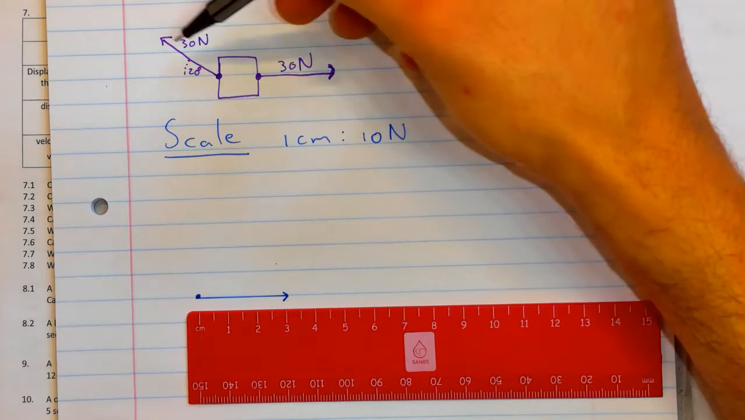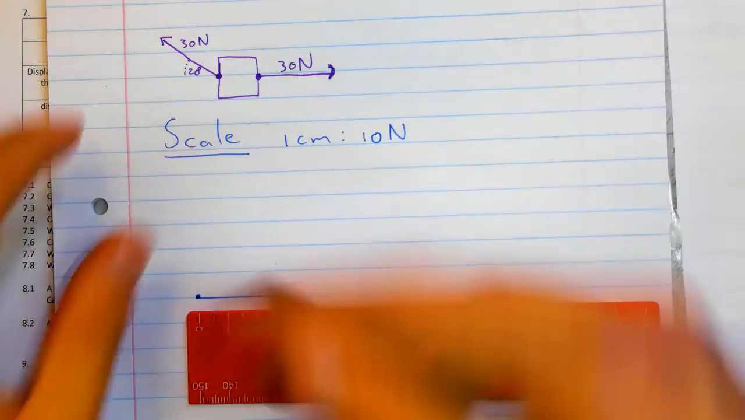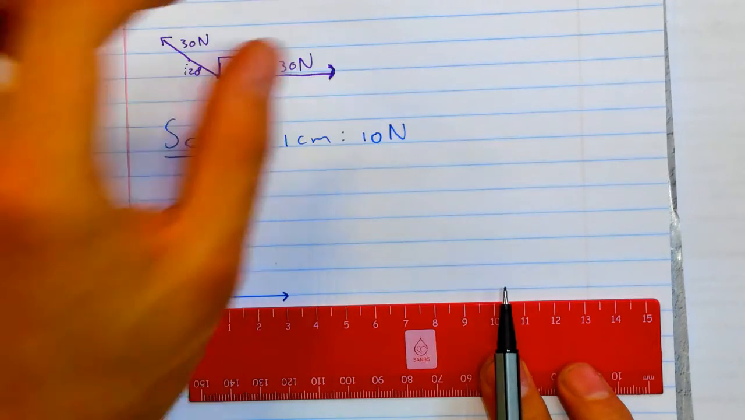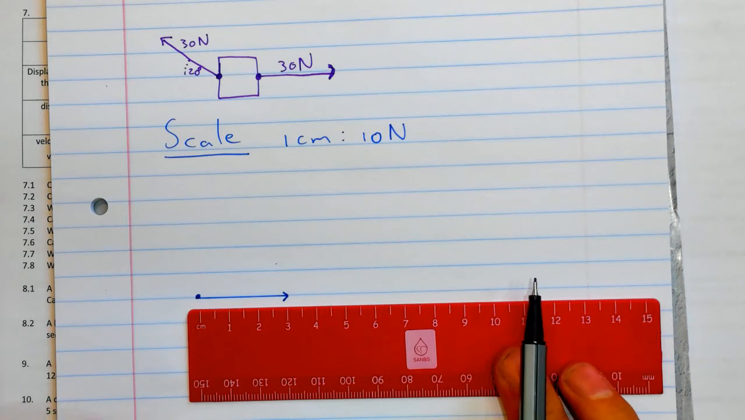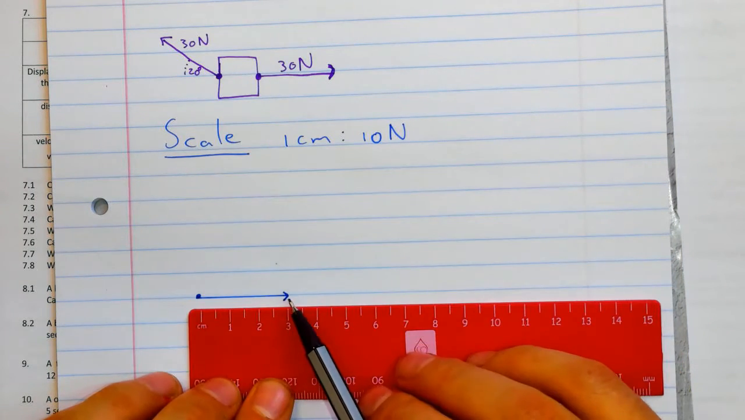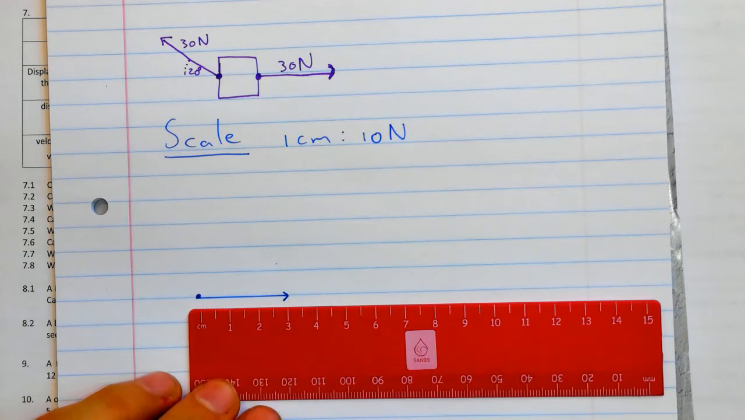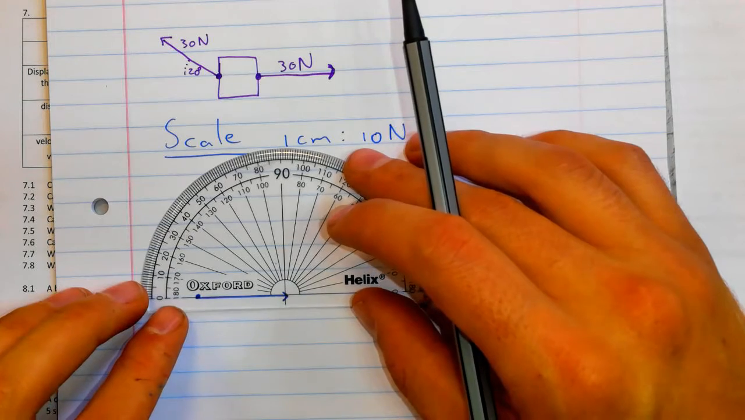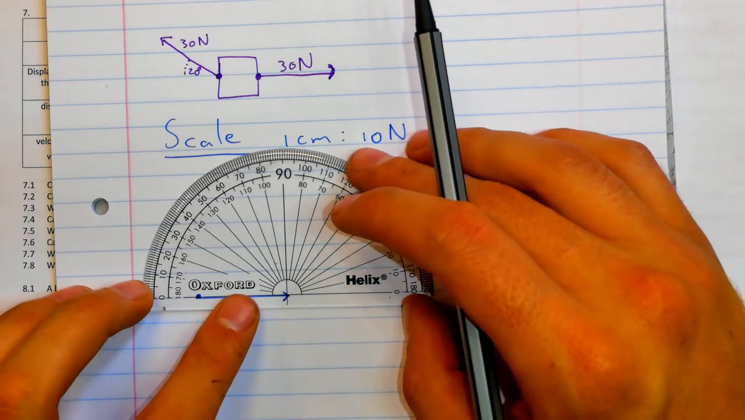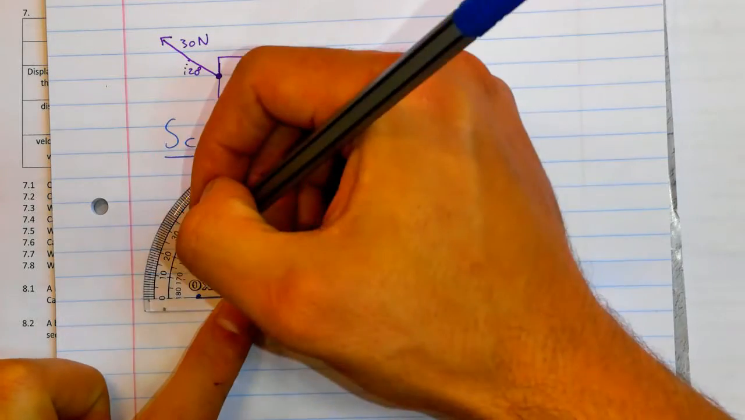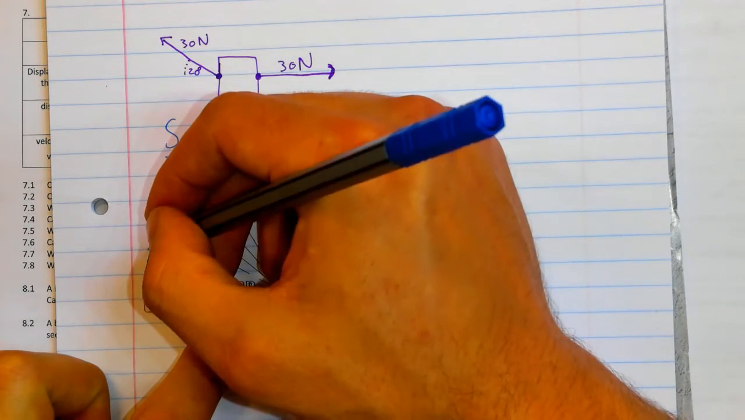Then we take the second vector and move it to the head position of the first vector. So we take the tail end and we start drawing from the head of the first vector. We first measure out an angle using our protractor, and the angle is given to us as 20 degrees. So I measure out 20 degrees on my protractor.